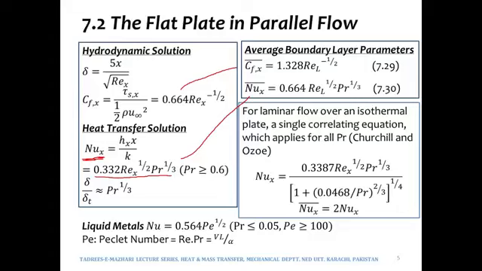And if you recall, the Prandtl number of air was of the order of 0.7, and the Prandtl number of oils and other viscous fluids had higher values.